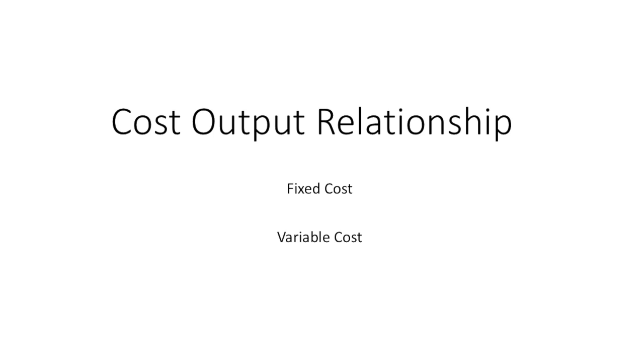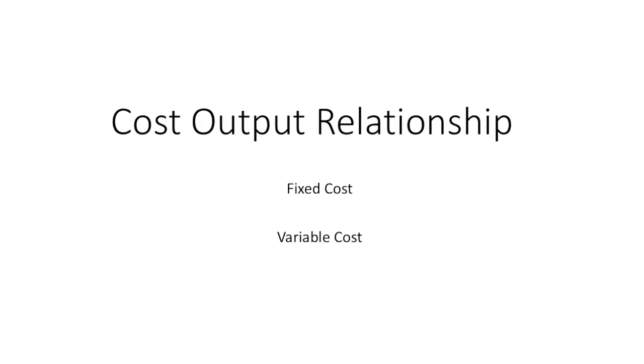Variable cost directly and proportionately increases with the level of output. The variable cost increases due to the increase in output, or it decreases with the level of output. So the production cost consists of both fixed as well as variable cost.